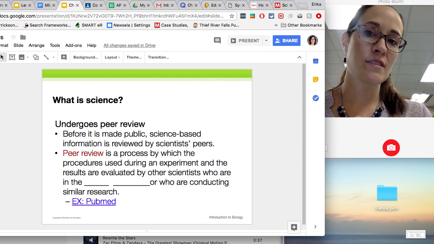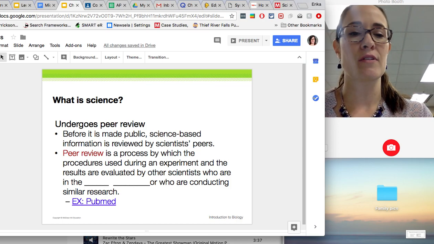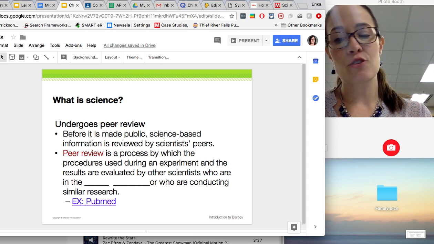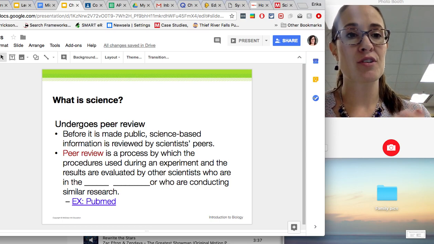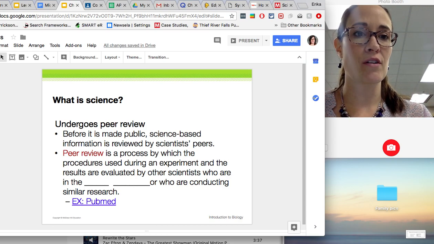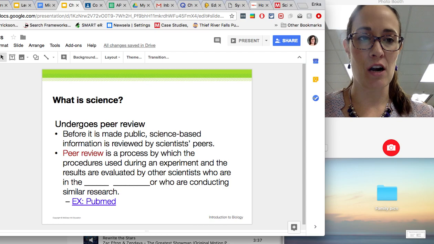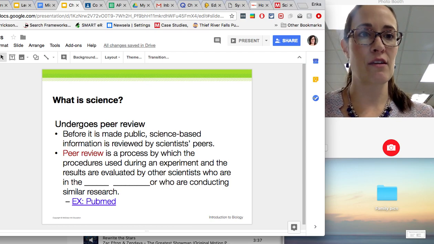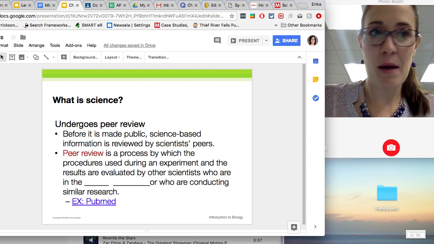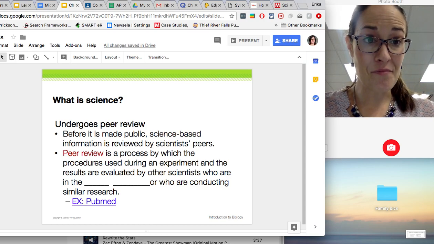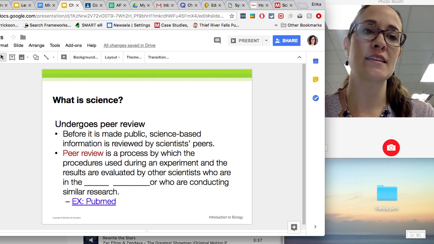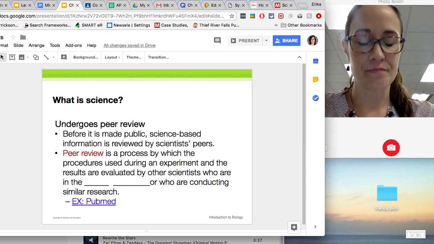Something else that is part of science is something called peer review. When scientists do their research and publish their work in journal articles, it goes through a process called peer review. And you know who your peers are. Those are people like you, your classmates. My peers would be other teachers. Scientists are peers with other scientists that do similar work.